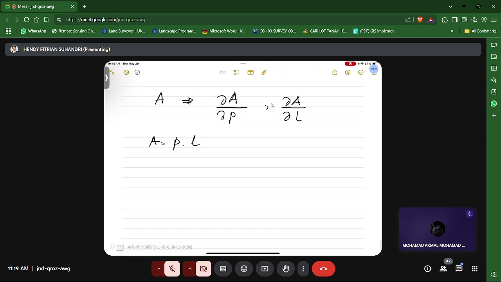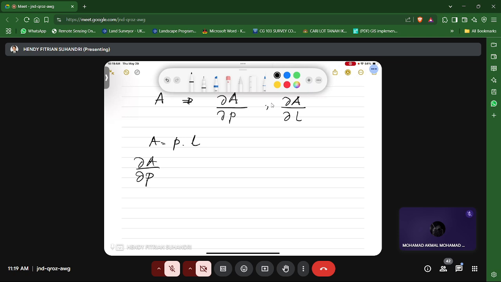Now, we have to derive this equation with respect to P. Here, we treat P as the only variable, while L we treat as if it were the coefficient. This is the rule in partial derivatives. Don't ask me, this is partial derivative, this is mathematics.